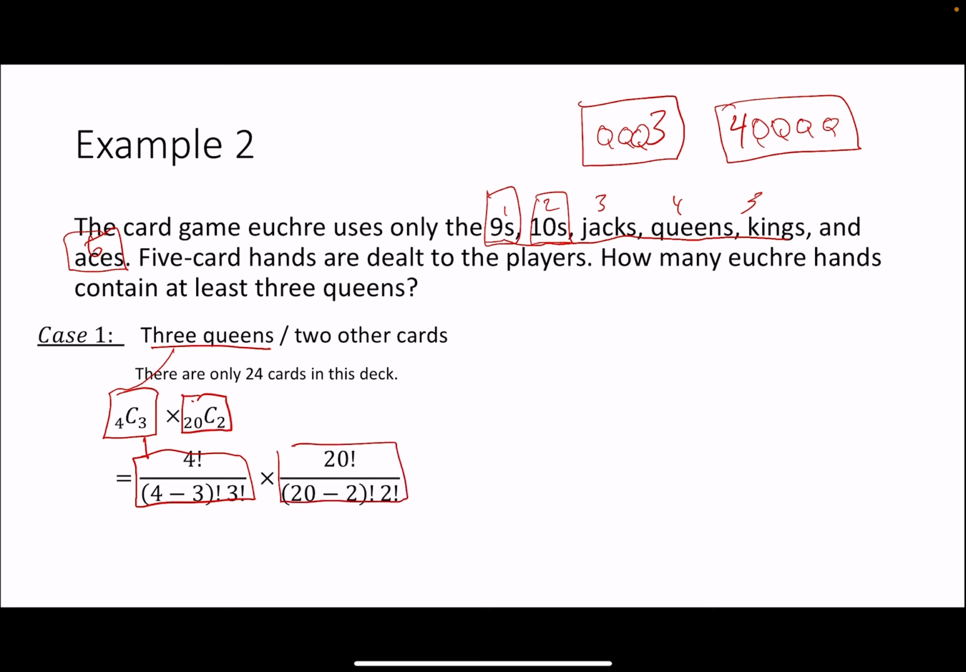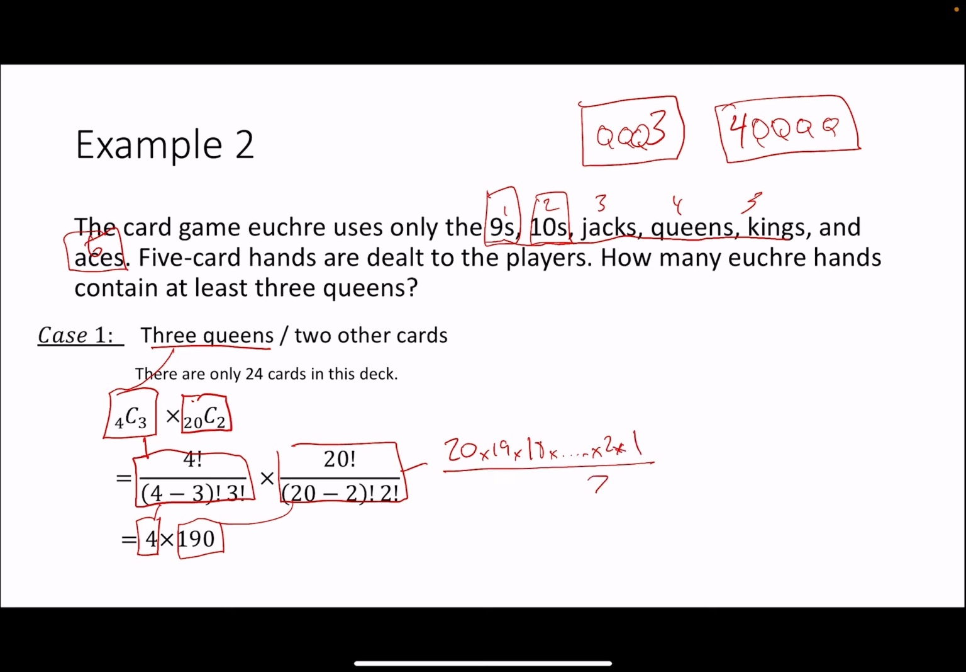Now 4 choose 3 is the same thing as, if you think about it, not including 1. How many ways are there to not include 1? Well, the answer is 4 ways, right? Because there's 4 cards that I can not include. And now 20 choose 2 works out to be 190. If you just put it in your calculator, you'll see that it does work out that way. In fact, you don't even need a calculator. It's 20 times 19 times 18 times dot dot dot times 2 times 1.